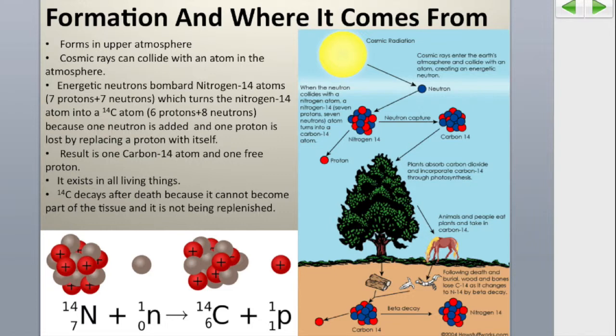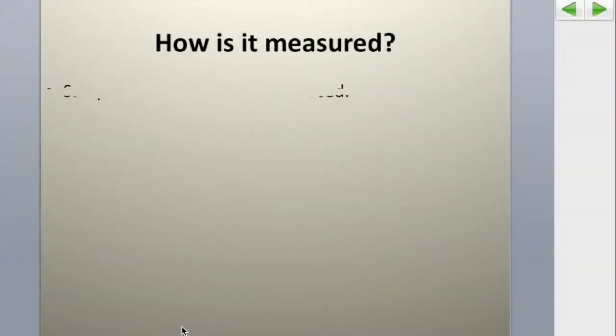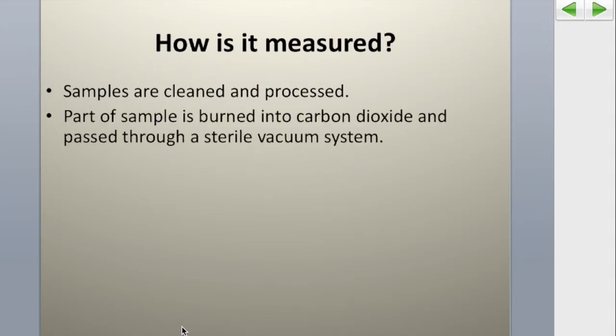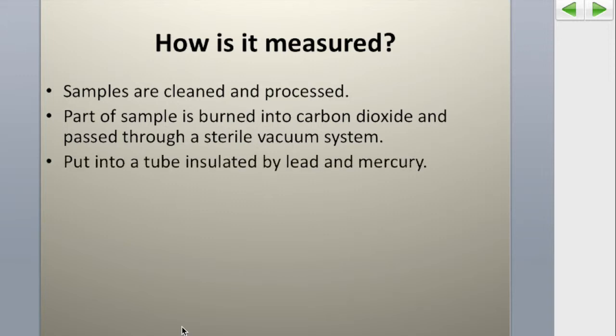It exists in all living things because it later becomes part of carbon dioxide. Plants then take in the carbon dioxide, and the other living things eat the plants, providing it. How is it measured? Part of the sample is burned into carbon dioxide and passed through a sterile vacuum system with purifying methods. An instrument records how many carbon-14 atoms decay in a vacuum per minute per second, and then compared to the amount of carbon-12 atoms in the sample to see how much of it has decayed.